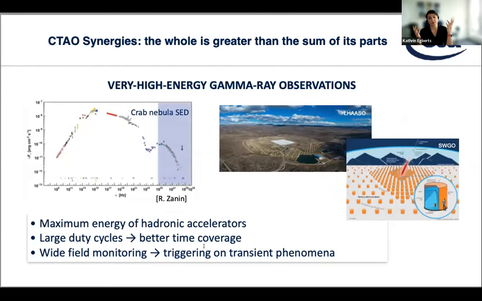Then finally, when we come to the highest energy, this is in principle the energy regime where CTA is going to measure, but at the same time there are a few wide field of view instruments. I've named here LHAASO and HAWC, and these instruments do not only allow us to measure the maximum energy of hadronic accelerators, but they also have the advantage of, A, having larger duty cycles, and B, a wide field of view. So this allows for better time coverage, and again, the point about triggering on transient phenomena.